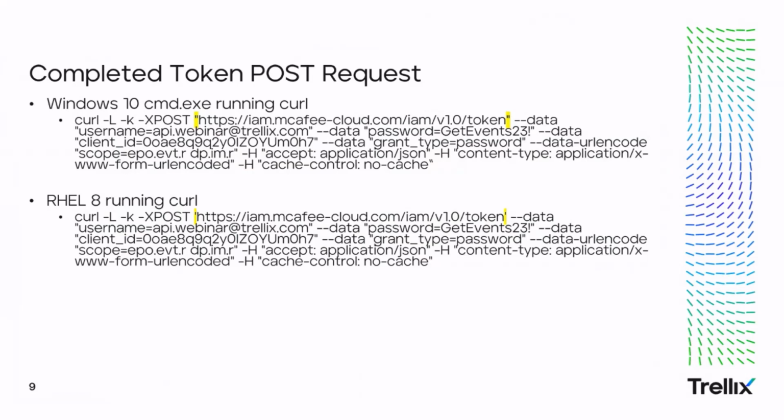You can see from the examples that I'm running an HTTP post with each of the parameters and headers. I used --data-urlencode for the scope because there's a space character in here that needs to be properly encoded. Otherwise, everything that was on the previous table is here in this particular curl request.